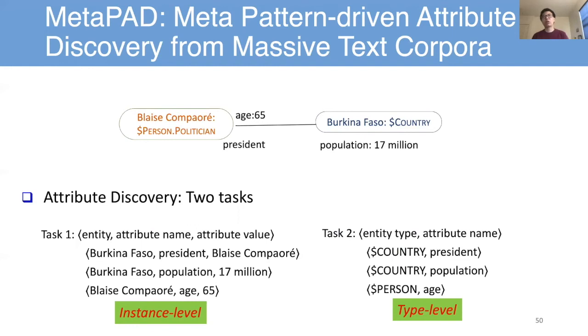The attribute discovery task actually has two folds. The first one is we want to find all these instances. We want to know what's the age of this specific person. We want to know what's the specific relationship between these two entities. The other fold is that we want to understand all this type-level relationship. We want to know that, okay, a person may have an attribute age, a country may have an attribute of the president, and two persons may have some relationship like friends. So we want to understand both the instance level and the type level in the same framework.